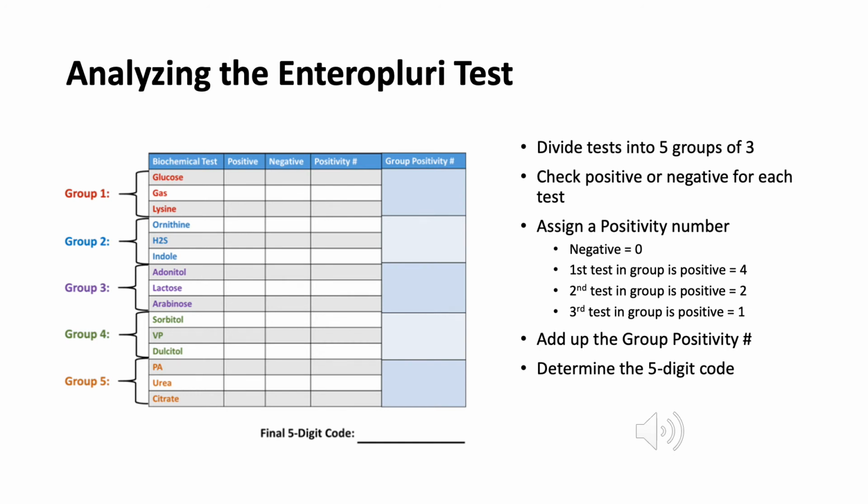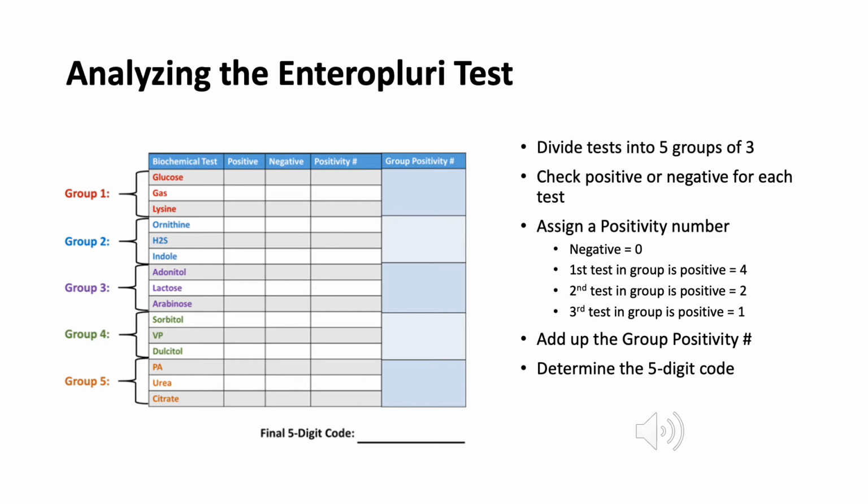Now remember, I said we are going to use that information to determine a 5-digit code that you look up in a code book. So I'm going to walk you through how to do that. You start by dividing the tests into 5 groups of 3. You can see it labeled here on this chart, groups 1 through 5, and there are 3 tests each. These are always in order, so you don't need to worry about what tests are in what group. It's always in order given to you.